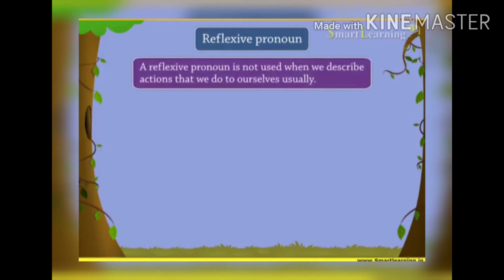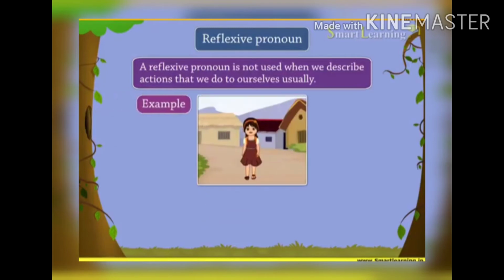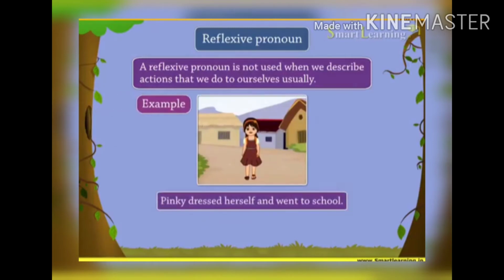Also, a reflexive pronoun is not used when we describe actions that we usually do to ourselves. For example, Pinky dressed herself and went to school. Here, herself is not required in this sentence, as we are describing an action done by Pinky to herself as usual. Hence, the sentence should be, Pinky dressed and went to school.